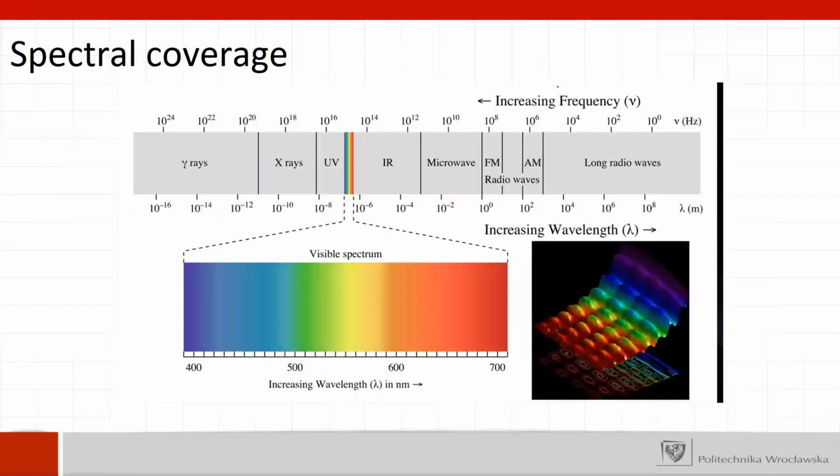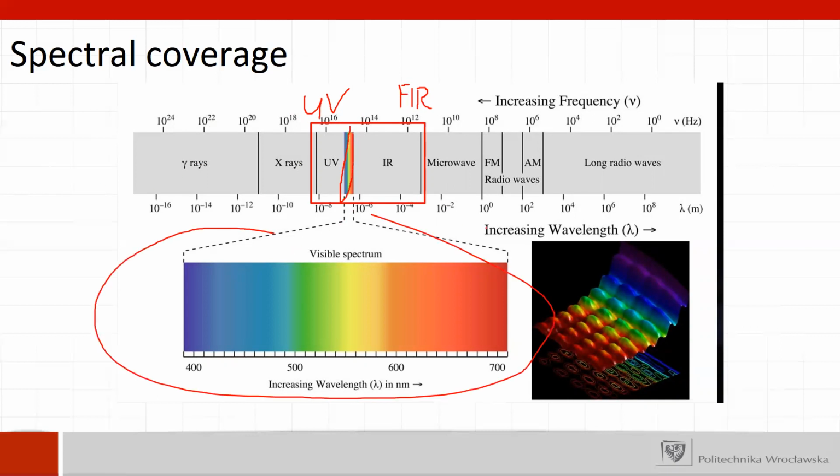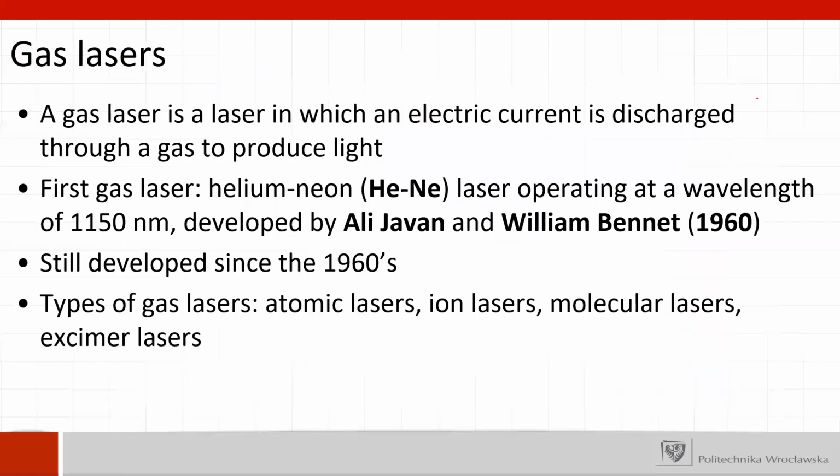And of course, the spectral coverage of lasers in general spans from the UV until the infrared spectral range, so even to the far infrared. And the visible part is just a very tiny slice of the entire electromagnetic spectrum. But when we speak about lasers, we have lasers between the UV and the infrared. So we will start with gas lasers today.